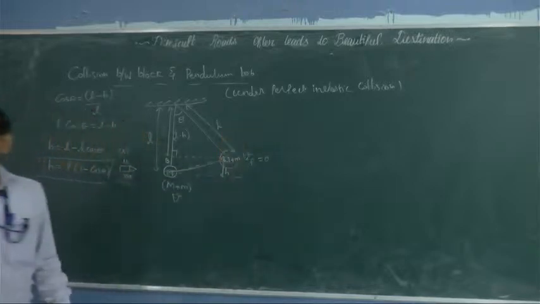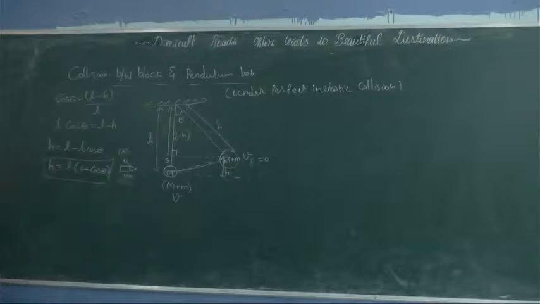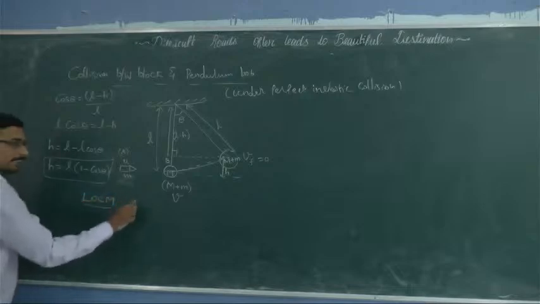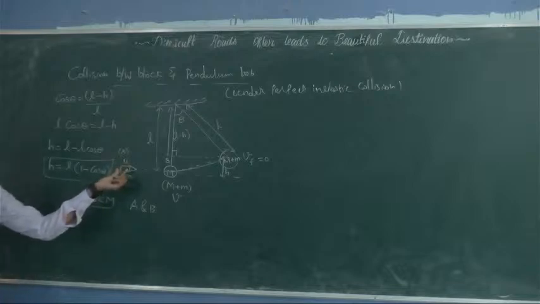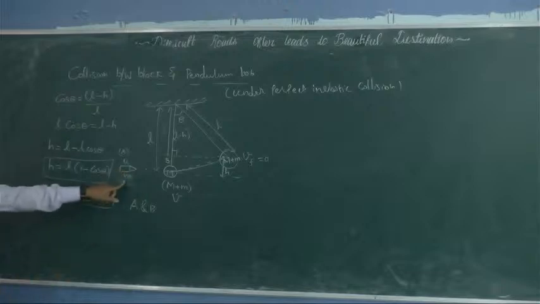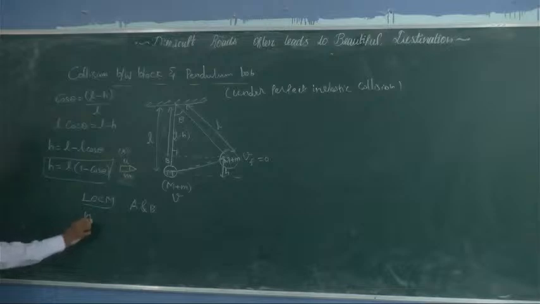Now we are going to apply the law of conservation of momentum, because any kind of collision obeys the law of conservation of momentum. Apply the law of conservation of momentum, the LOCM rule, between point A and point B. What will come? What is the momentum at point A? Mass M, velocity U, so M u.